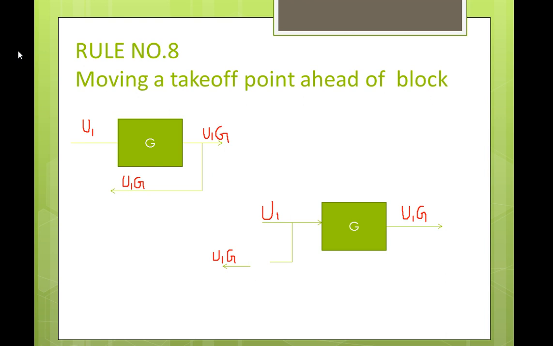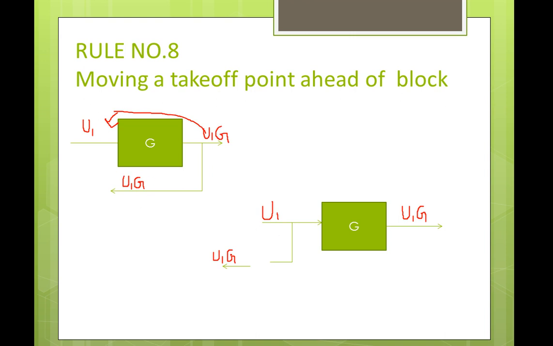Whenever you are moving the takeoff point ahead of the block, that means moving the takeoff point before the block, initially this is the diagram. u1 is multiplied with g, so at the takeoff point you have the value u1 into g. Here we are shifting this takeoff point before the block. After shifting also, at the takeoff point you need to get u1 into g only.